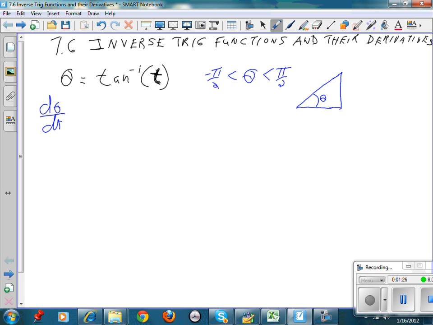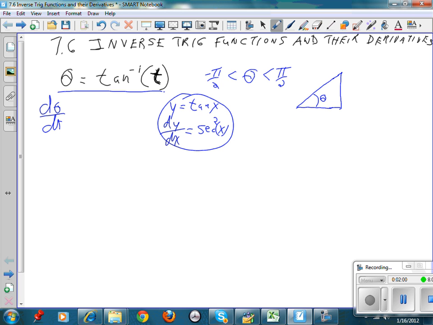Once again, we do not know the derivative of the inverse tangent, but we do know the derivative of the tangent. If you say y is equal to the tangent of x, dy dx is equal to what? This is the one we should know by now. That's the secant squared of x. So we know the derivative of the forward function. We're trying to find the derivative of the inverse function.